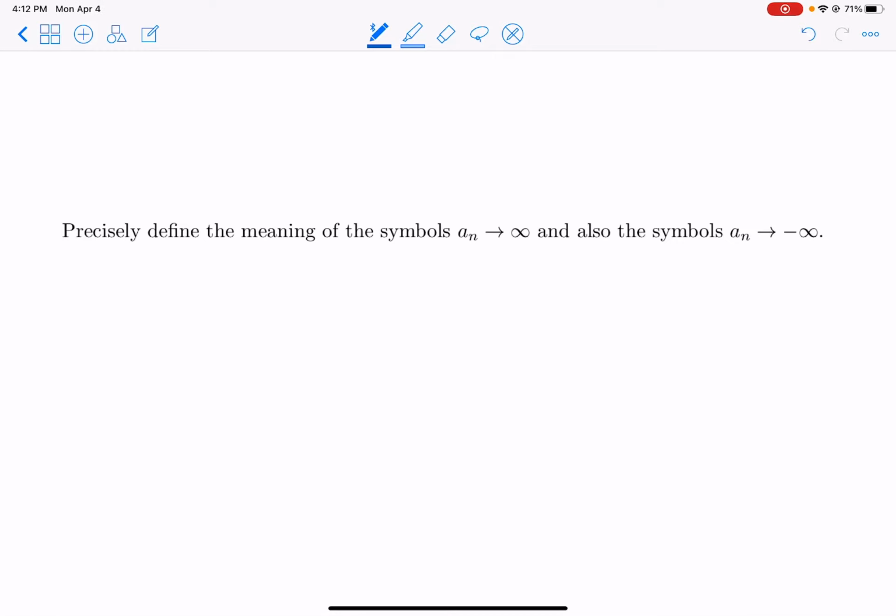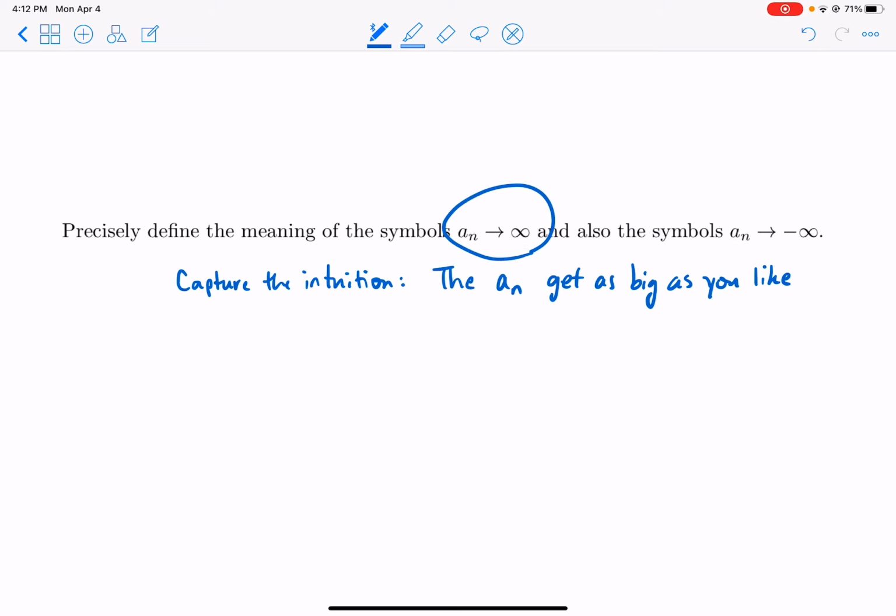Hi everybody. So what should these symbols mean? a sub n goes to infinity. What about a sub n goes to negative infinity? Okay, so the idea, we're trying to capture the intuition. What intuition? The a sub n get as big as you like. They get as big as you like.